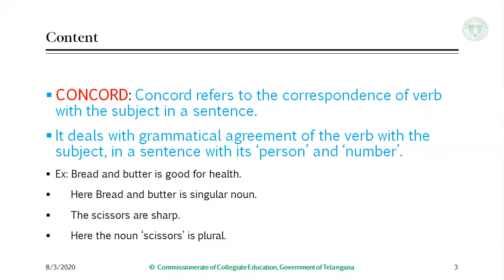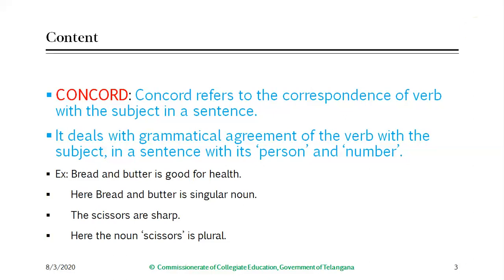For example, bread and butter is good for health. The sentence contains two things here, bread and butter. Though it contains two things, it is taken as a whole, as one thing. That's why it is shown as a singular noun. Bread and butter is good for health.